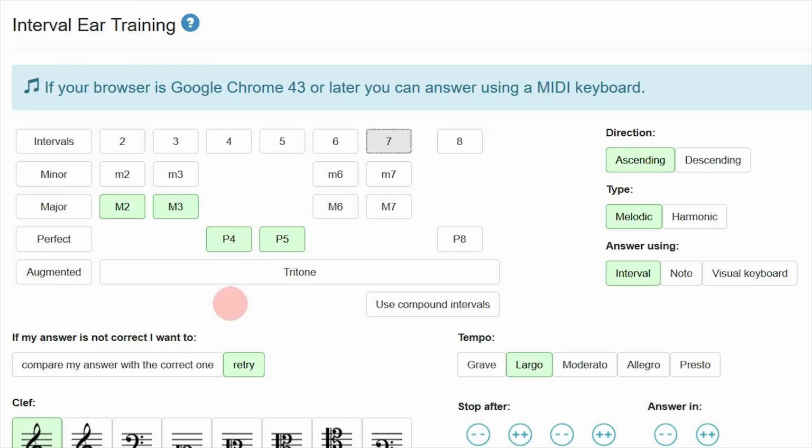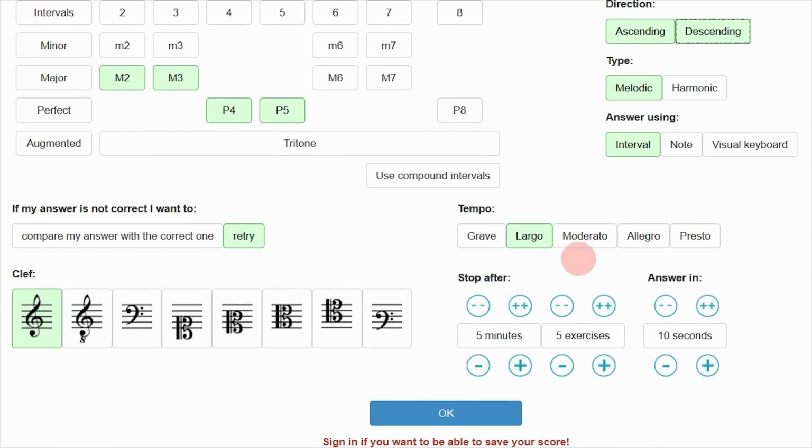We're not doing any augmented intervals. You can do them going up or down. I like doing both. Melodic means they're played together, harmonic separate. We already talked about that. So you can kind of customize everything. And you can even customize the speed that the examples are played for. You can specify the clef, how many exercises you want to do, and all of that stuff.